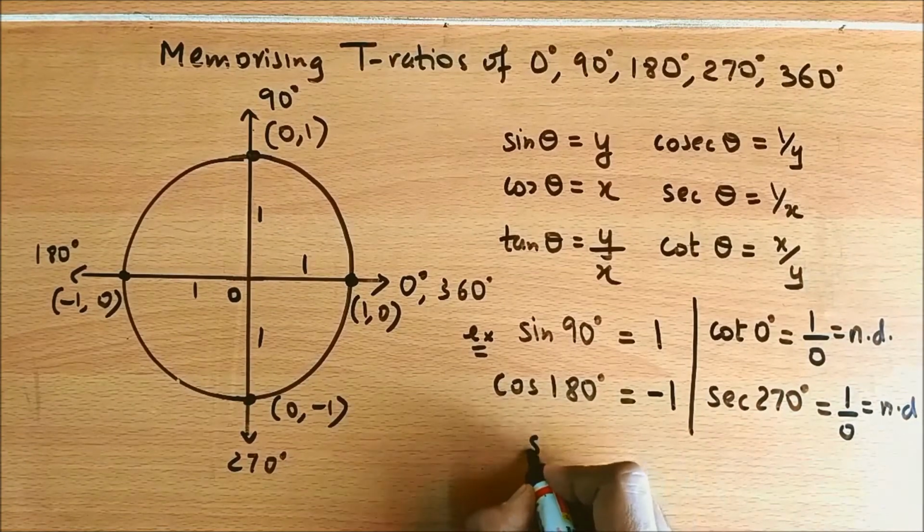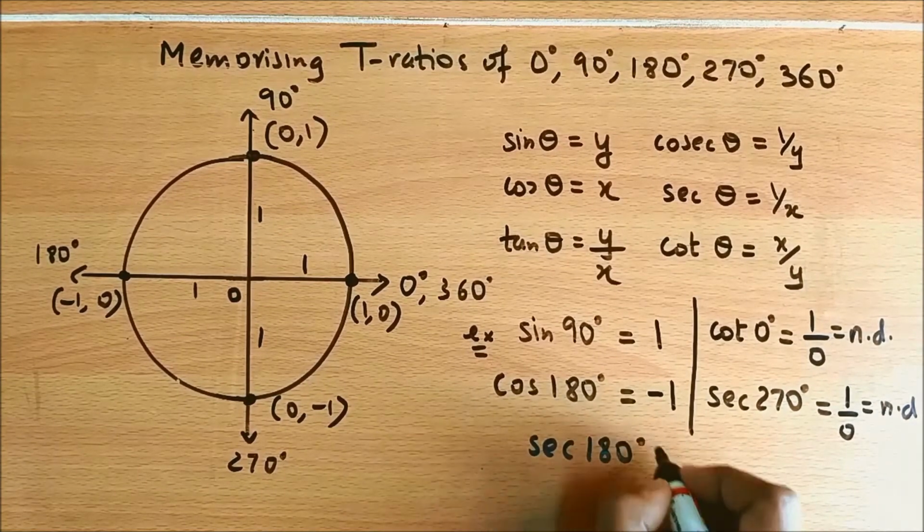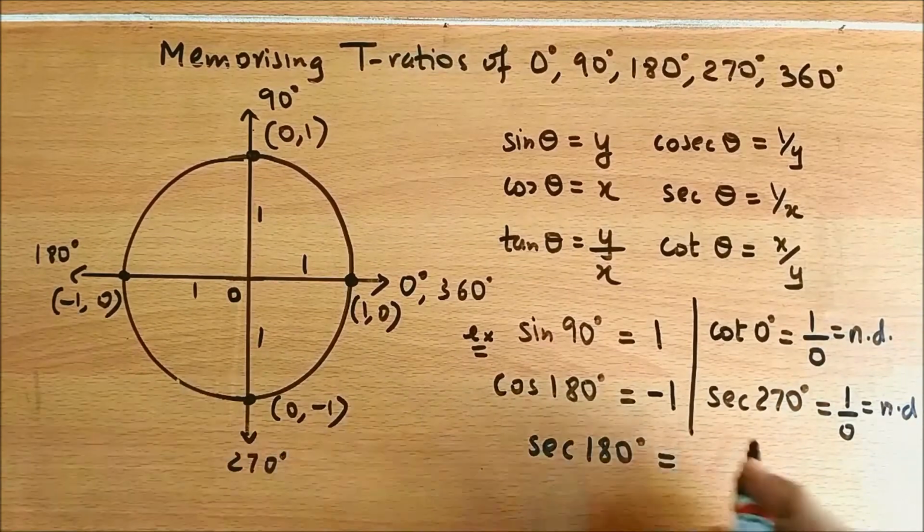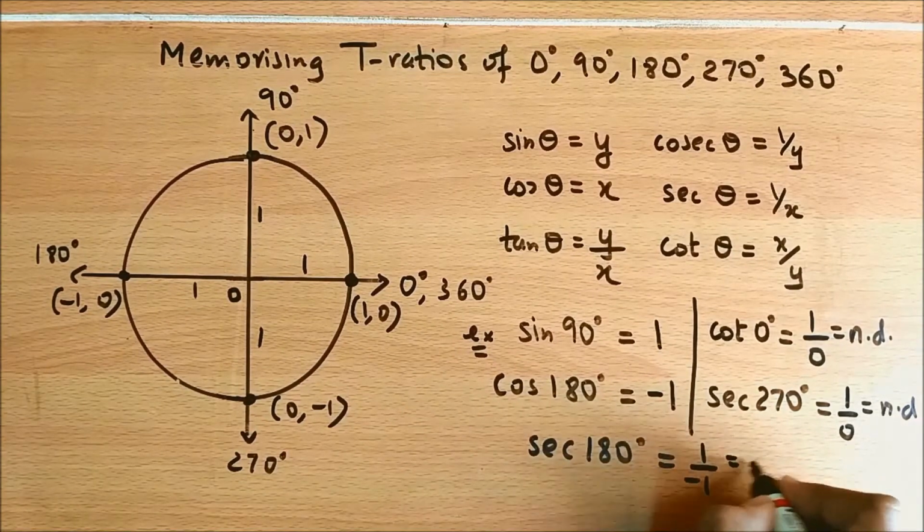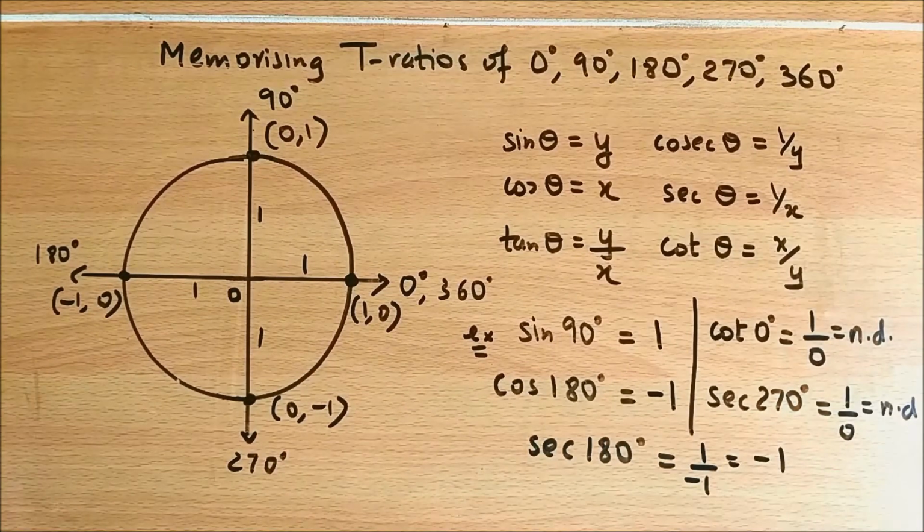Okay, let's take, say, sec of 180. So 180, 1 by x. So 1 upon minus 1, which is minus 1. Easy, aren't they?